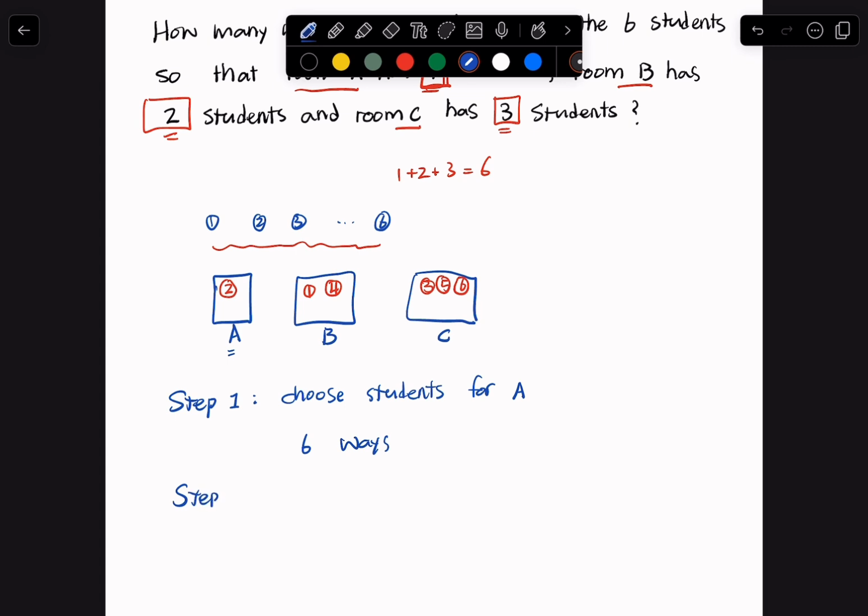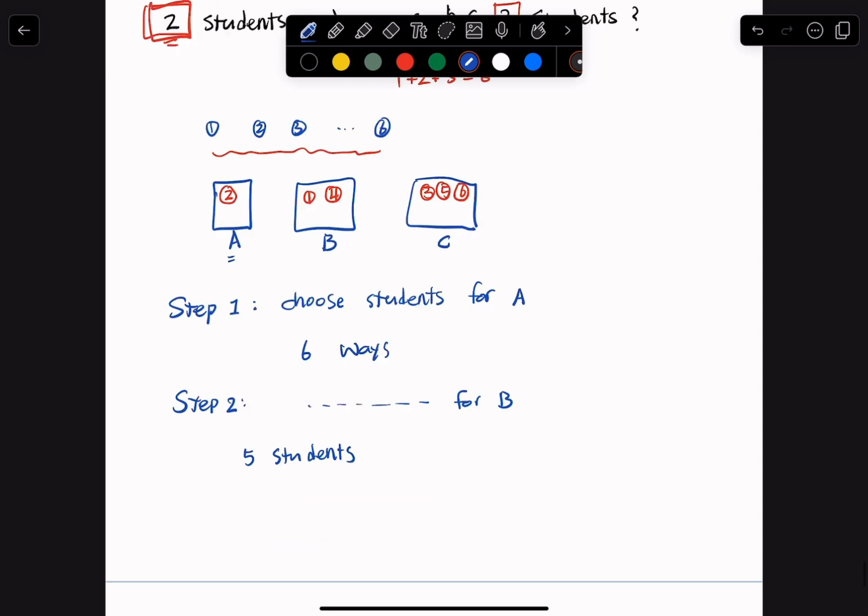And now it's time for the second room. We're going to choose 2 students for room B. Originally, I have 6 students, and 1 is chosen for room A, so now I should have 5 students left. And we're choosing 2 students from these 5 students. Here you can see that we're choosing people, which means the order doesn't really matter. The only thing that matters is who I have, rather than who I choose first. So, based on what we just learned, I should have 5 choose 2 ways to complete this step.